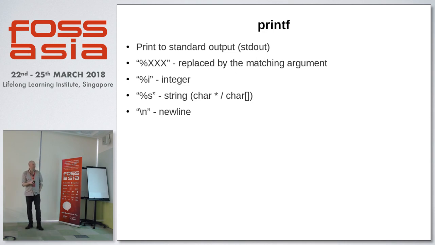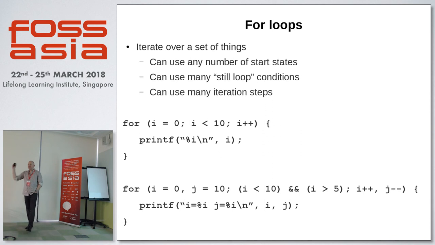So, I covered for loops before. Where is it? That highlight should be there. Why isn't the highlight there? Anyway, so I covered for loops before.